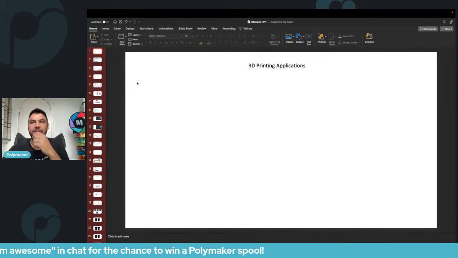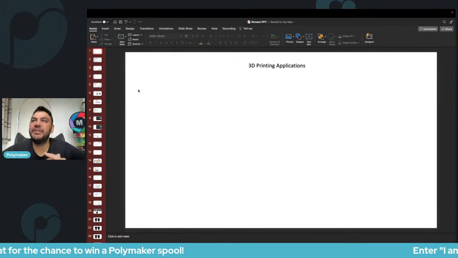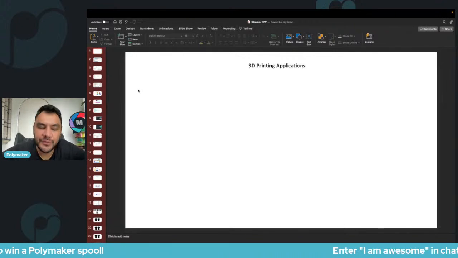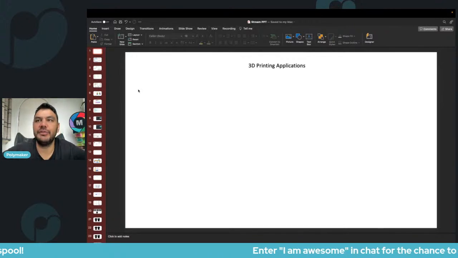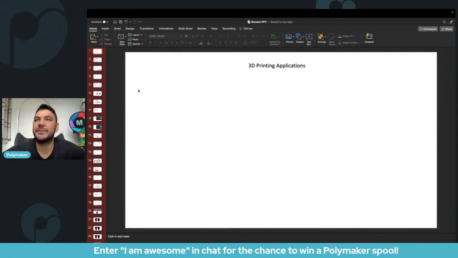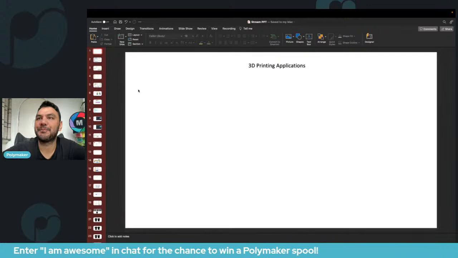So, what 3D printing applications are we talking about? Everything. Literally everything. The goal is to find some type of structure.